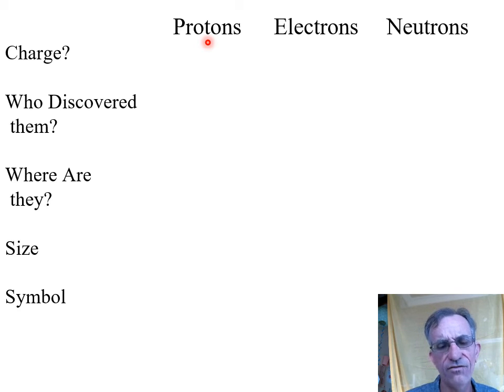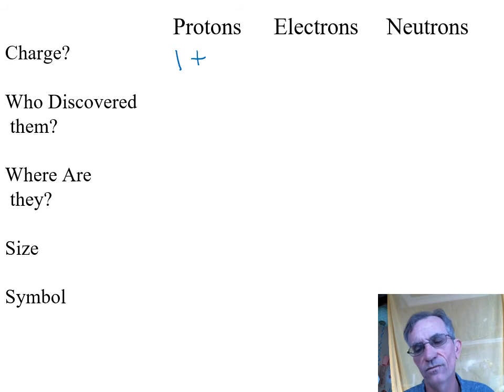Starting off with a proton: what is the charge on the proton? It is +1. It's positive. Usually we say positive, but to be a little more precise, we say 1 plus, +1.